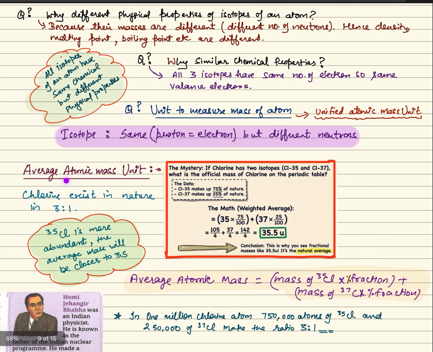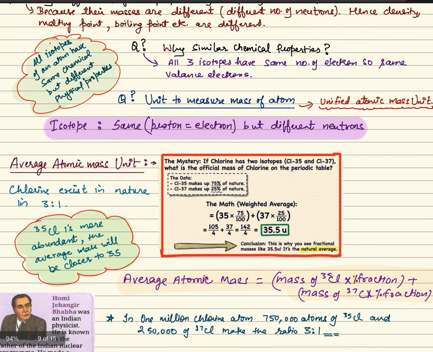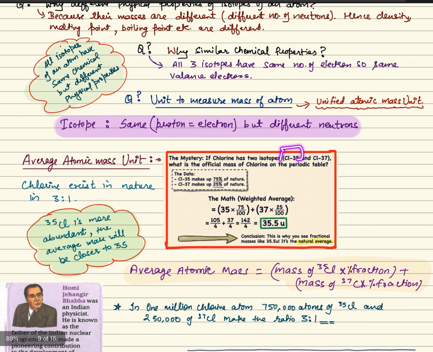That is the average atomic mass. This is very important regarding the numericals. It is told that isotopes are found in different amounts in nature. For example, the isotopes of chlorine, chlorine 35 and chlorine 37. Chlorine 35 is found 75% in nature and chlorine 37 is found 25% in nature. So their ratio is 3:1. This is how they are found in nature.